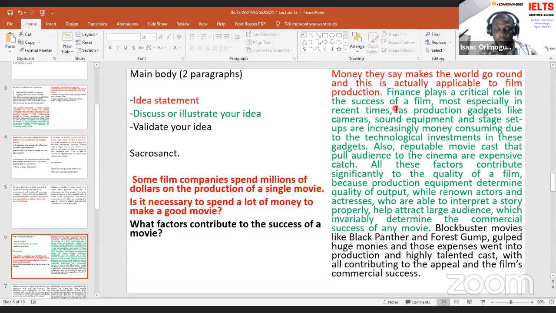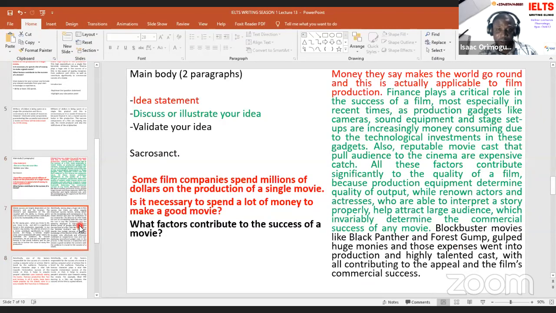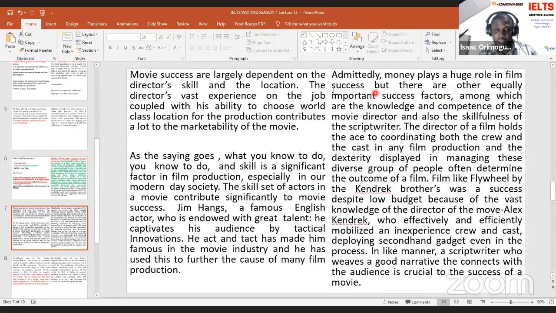Okay, so that's what makes the body of an essay. If you have two issues to discuss, follow the same pattern. That was the same pattern. The second issue was what other success factors are needed for film production. Okay, and then I said we discussed, I introduced the idea here, then discuss, then validate.